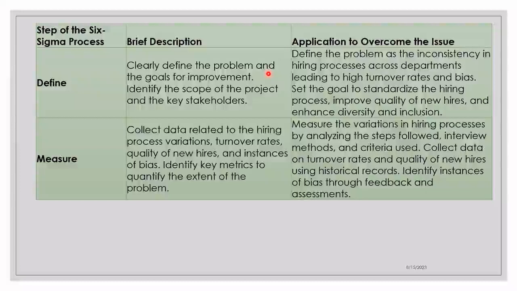All right. Identify the scope of the project and the key stakeholders. What is the scope of this and who are the key stakeholders of this? Now we are going to write the application to the scenario. All right. This is totally dependent on your memorizing capacity and explaining capacity. Now you are going to apply it, right? That is the third column. Application to overcome the issue.